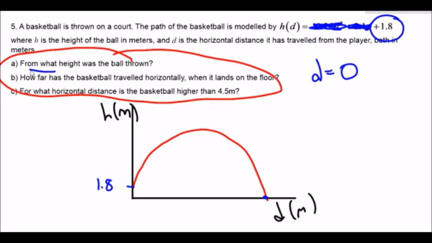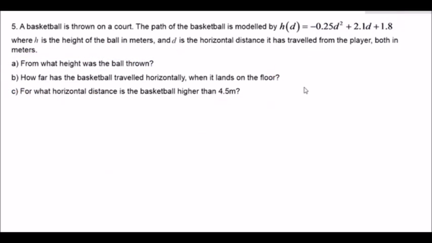From what height was the ball thrown? Well, hey, I've already answered that. The ball was 1.8 meters above the ground when it was thrown. No math required, as long as you understand that in standard form, the initial height is always the c or constant value. All right, well, that one was easy. Let's look at the next one.